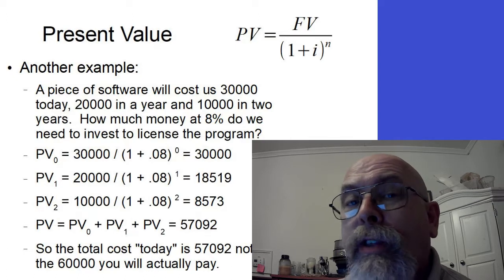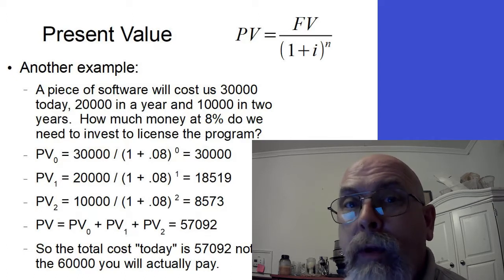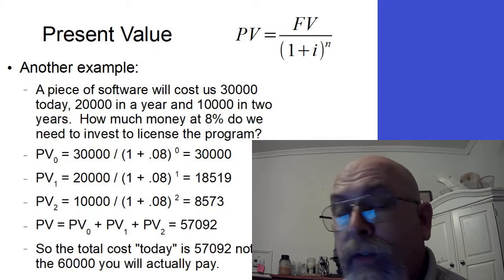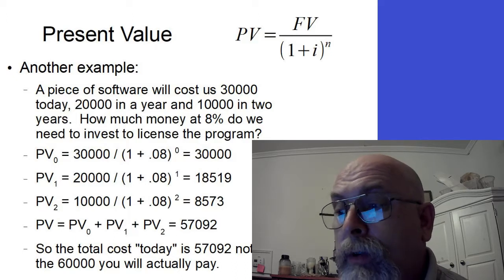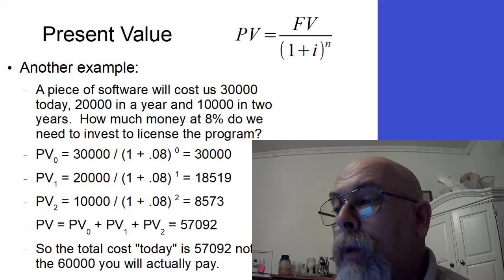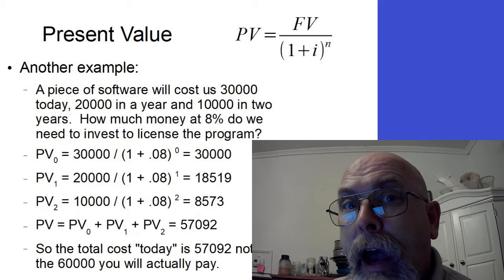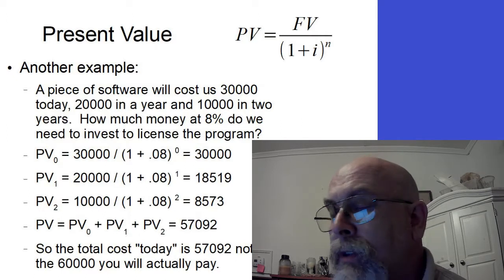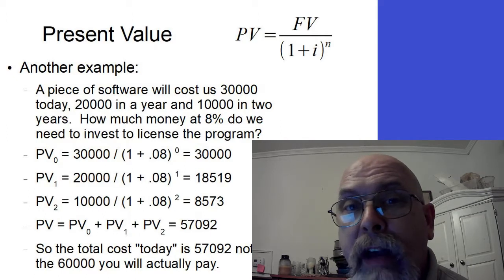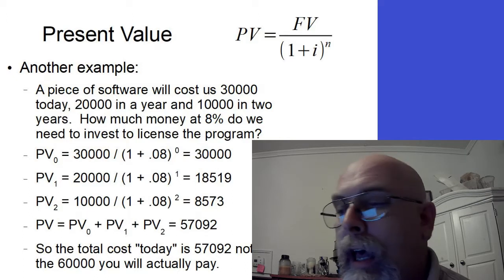Well, that's actually 3 present value problems, and we would add the 3 together. The first would be a $30,000 future value divided by 1.08 to the 0th power, which means we owe that right now at year 0, right this moment.